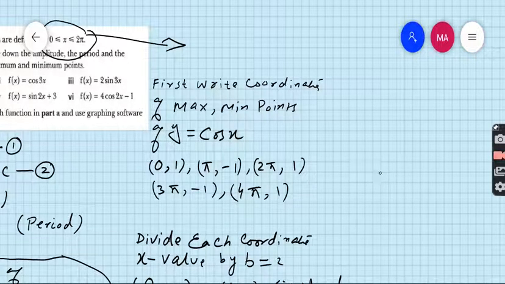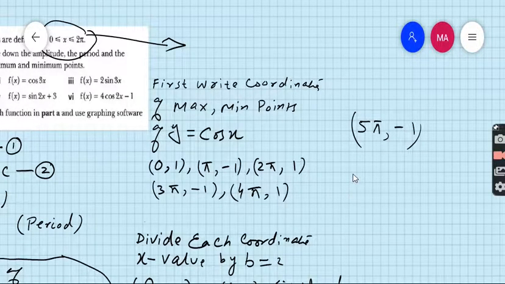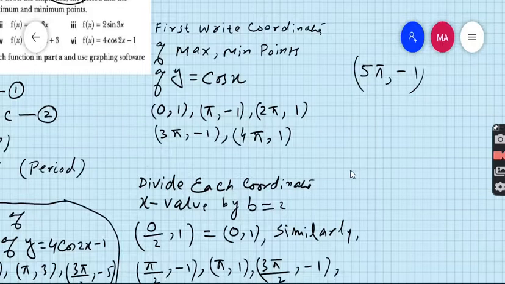If we take 5 pi, you will get minus 1. But 5 pi will give us an angle beyond 2 pi. I will prove this, kindly wait for this. I will explain why I am not taking the values after 4 pi. So these are the maximum and minimum values of y is equal to cos x.